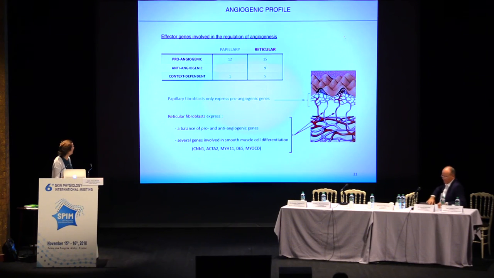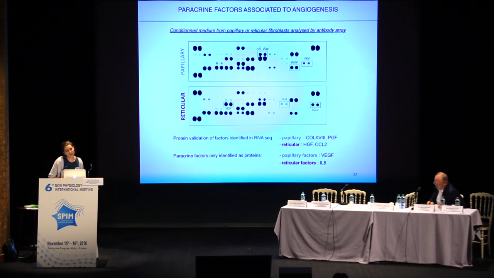And interestingly, I found expression of smooth muscle cell differentiation markers within the reticular fibroblasts, markers that are expressed in some vascular smooth muscle cell associated cells, and that could explain as well differential interaction between the endothelial cells and the reticular fibroblasts.